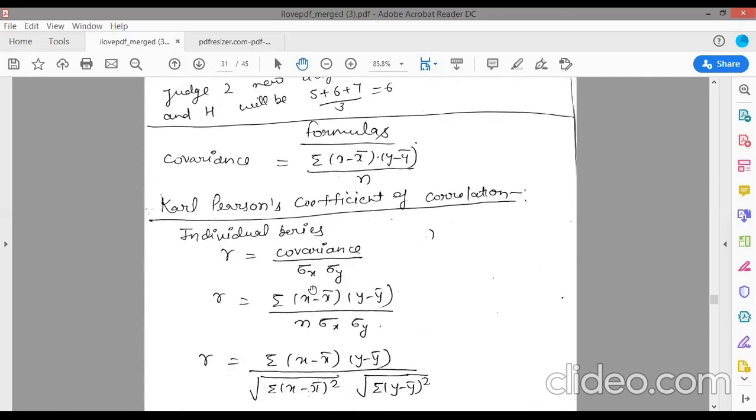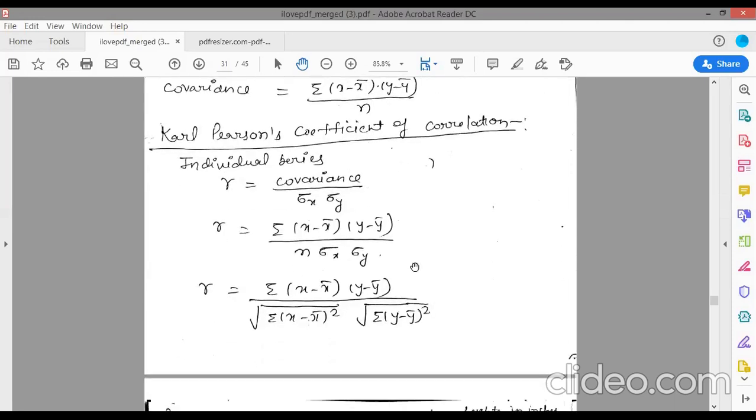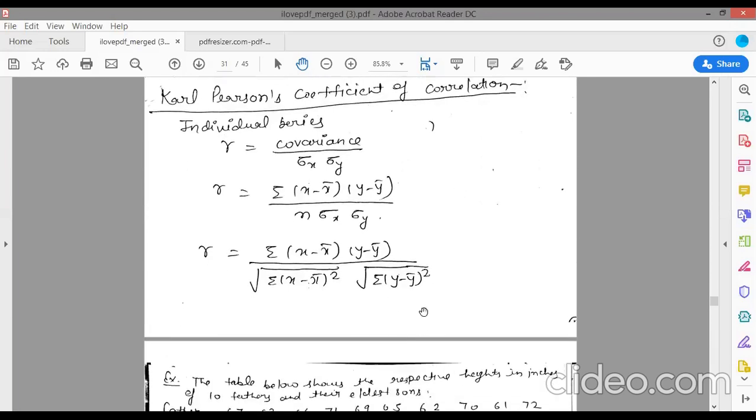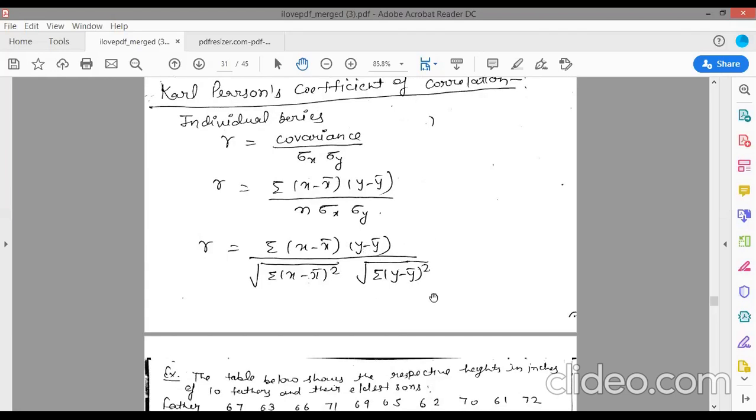Now there is a formula here. These are the formulas for covariance and the Karl Pearson coefficient of correlation. Covariance is equal to summation x minus x bar into y minus y bar upon n. And the Karl Pearson coefficient of correlation is r equal to covariance upon sigma x sigma y. So r is equal to summation x minus x bar into y minus y bar upon n into sigma x sigma y. And r has a third formula as well. This is very important, so you can use this formula to find the Karl Pearson coefficient of correlation.